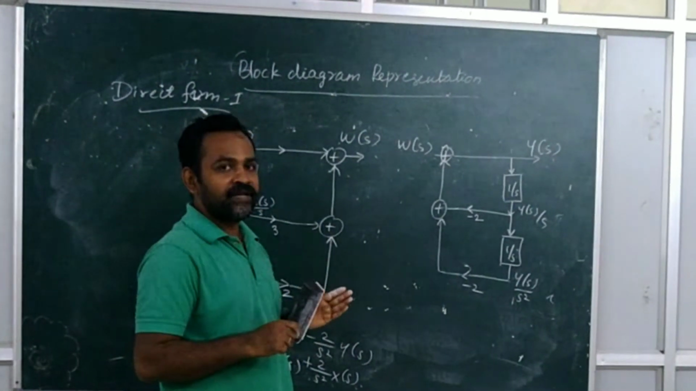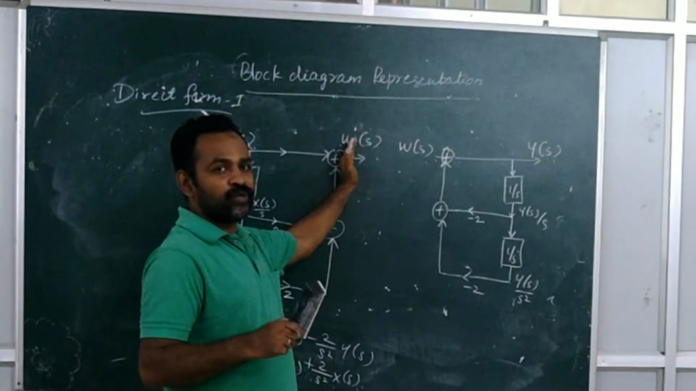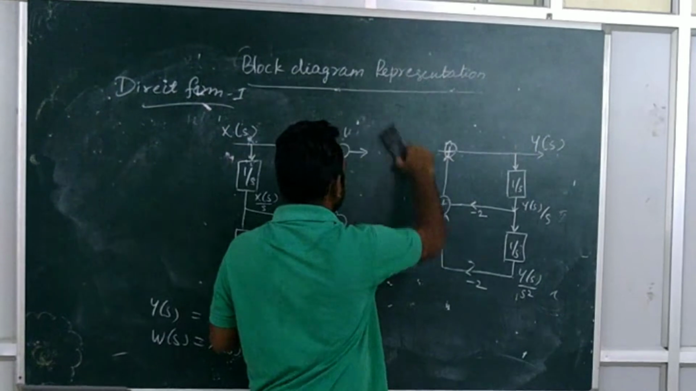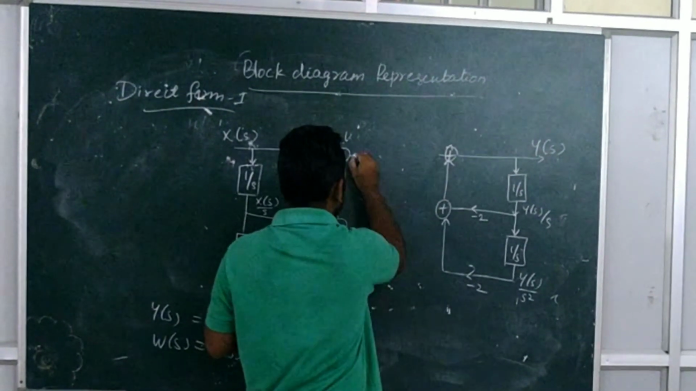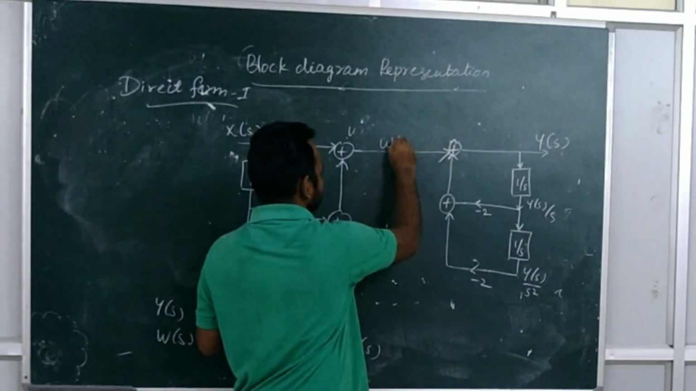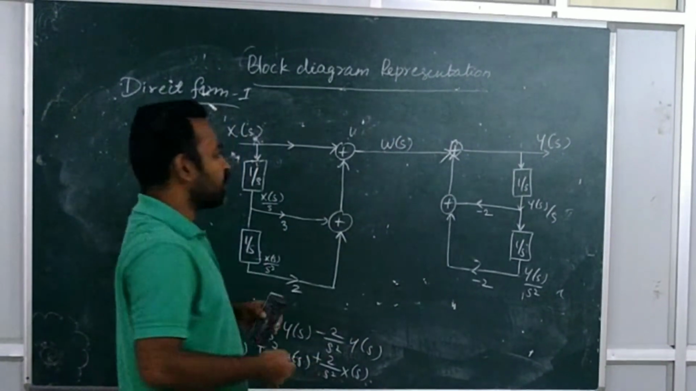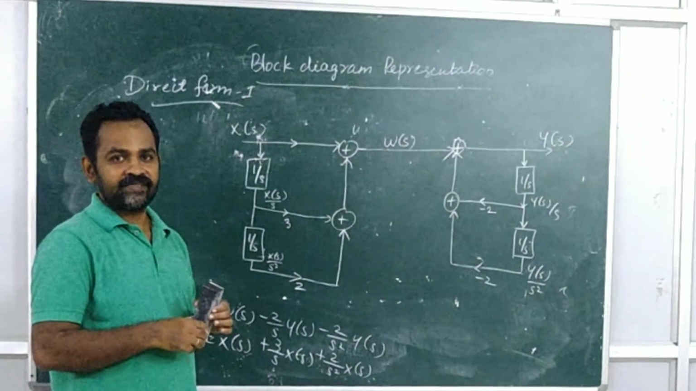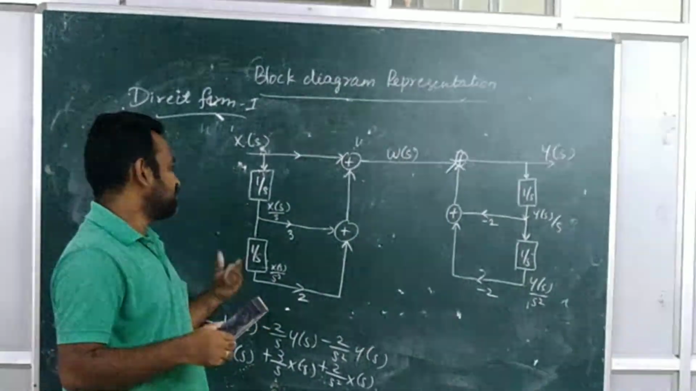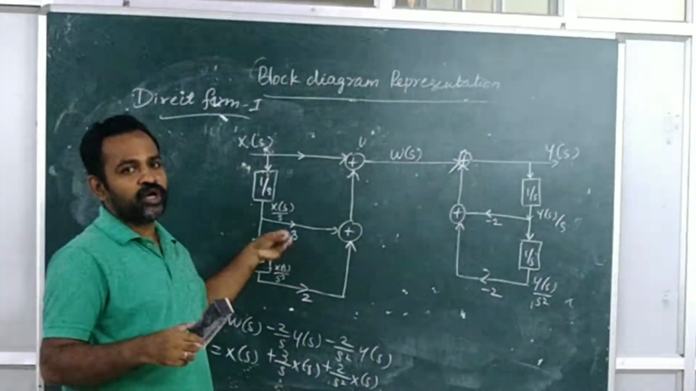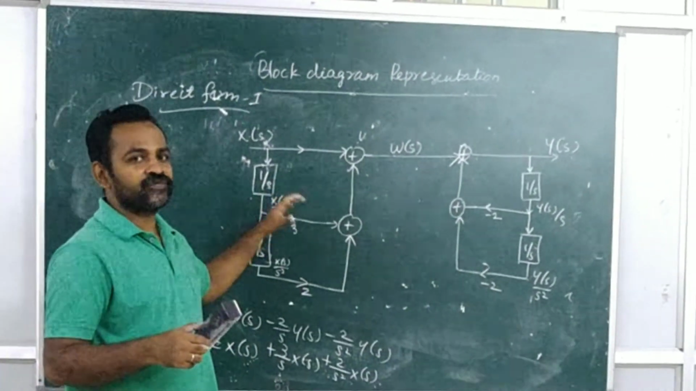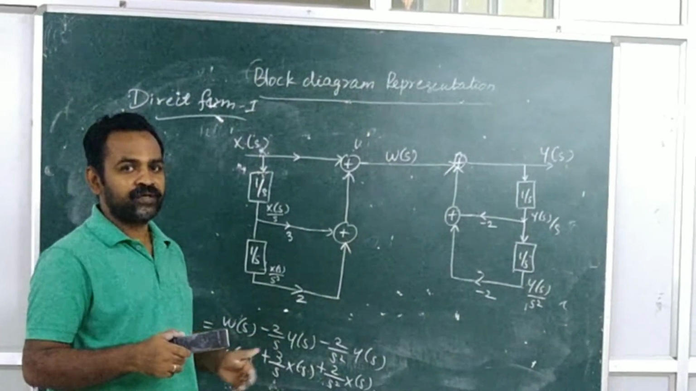Now we have to draw the diagram for W(s). Here also you have W(s), so that we connect these two into a single diagram. So join these two and this is our overall direct form 1 realization. Direct form 1 realization has some disadvantages, especially since we are using a larger number of delay elements or integrator blocks. This will be reduced with the help of direct form 2 realization.